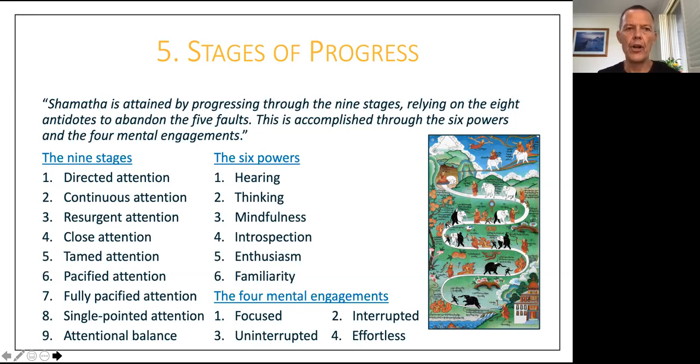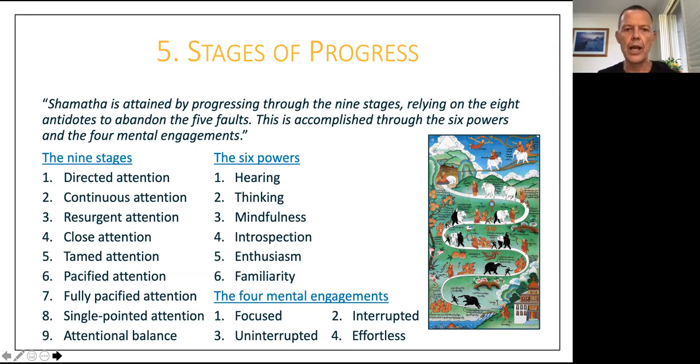And here we have these 9 stages listed, from directed attention up to attentional balance. We'll look at the first 4 of those stages today, and then the remaining 5 stages we'll look at next week. The 6 powers are what enables us to go to the next stage of those 9 stages. So we'll see how that works as we go through this description of the 9 stages.